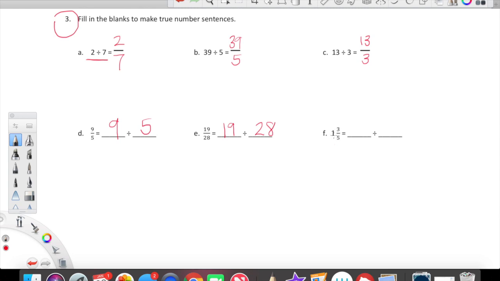1 3/5. In order to rewrite this as a division statement, we must rewrite this mixed number as an improper fraction. So think about the fact that 1 is equal to 5/5. We have to rename.